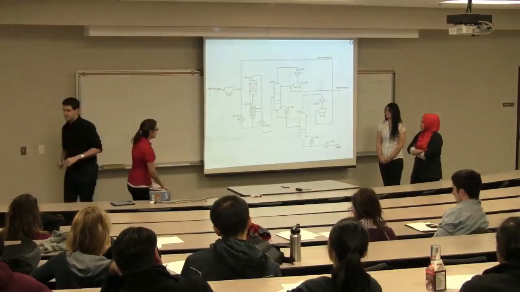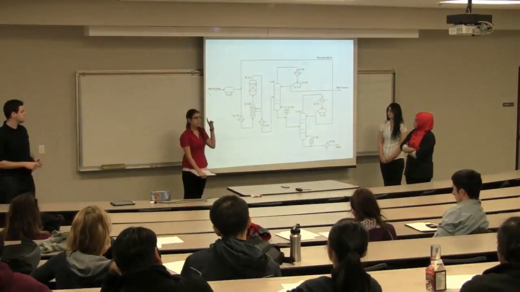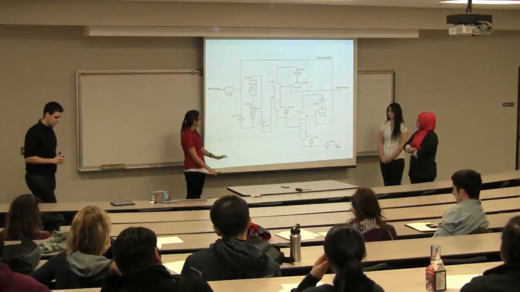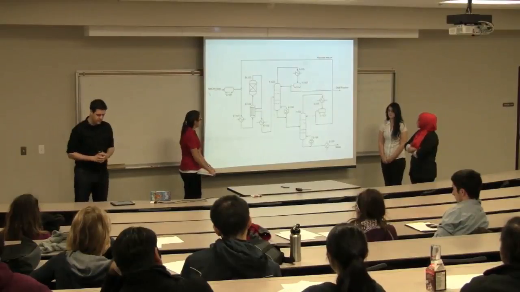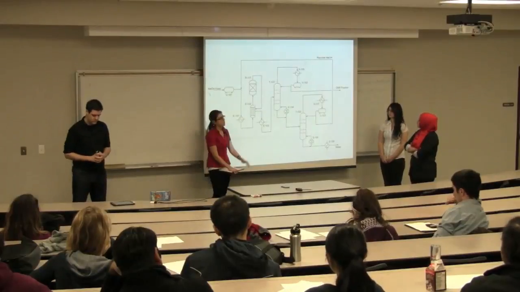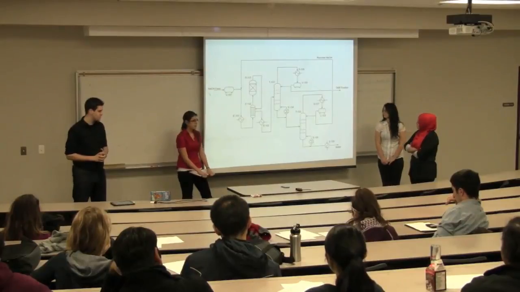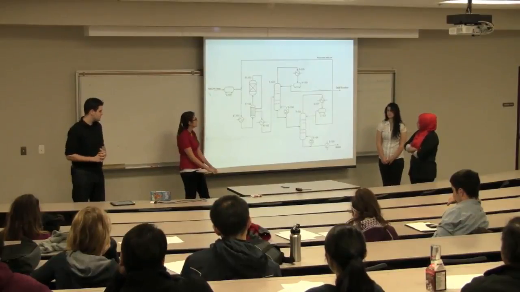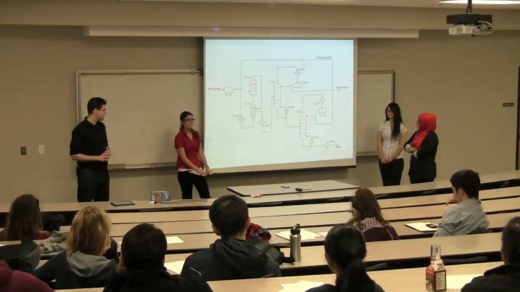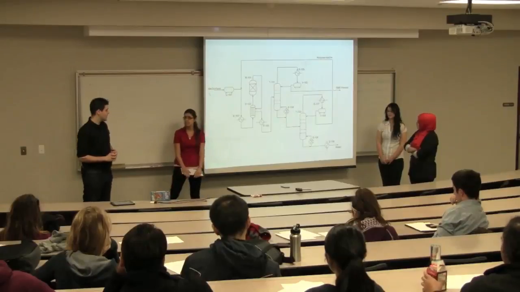Okay, so our process begins with a fresh feed of methanol. It is then heated and sent through a catalytic six-step reactor. Products are then cooled twice and sent to the second portion of the process, which is the separation.